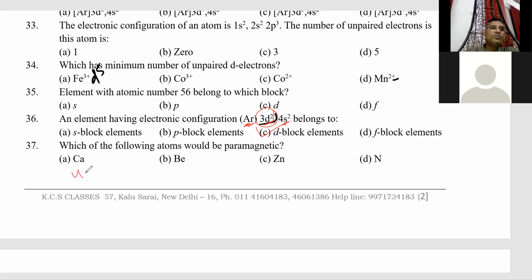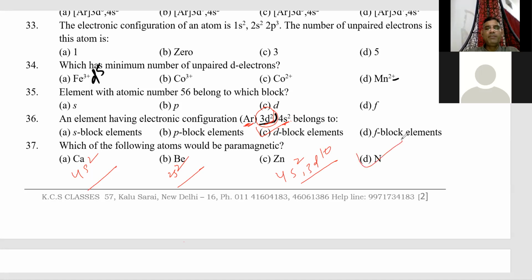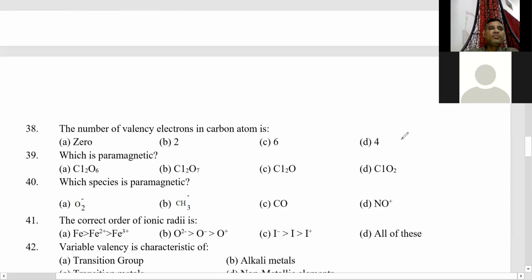This is 4s2. This is 2s2. This is 4s2 3d10. This is paired. This is paired. This is paired. Nitrogen. All diamagnetic. Only nitrogen is having 3 unpaired electrons, so it will be paramagnetic. Yes, it will be paramagnetic. So this point was so easy.